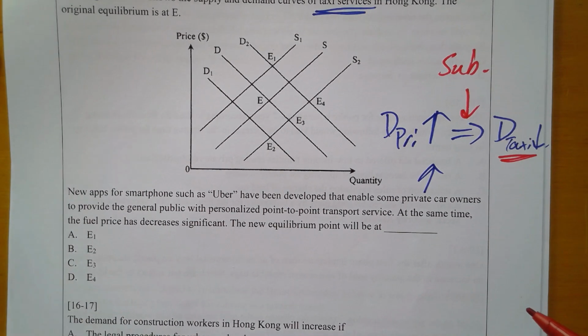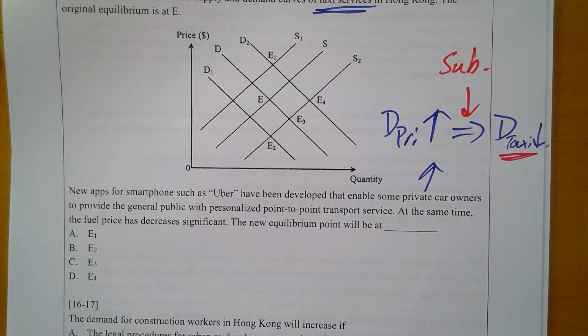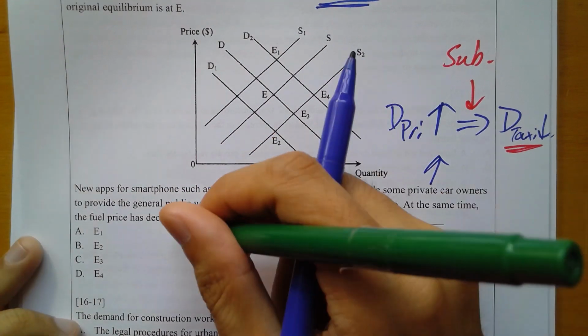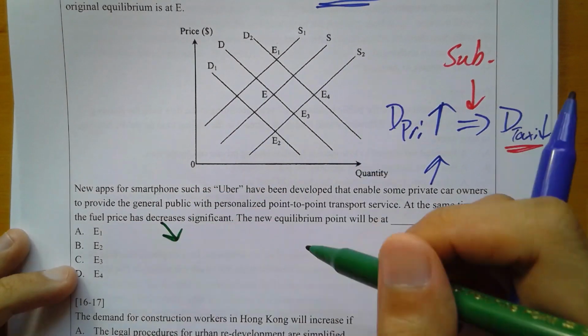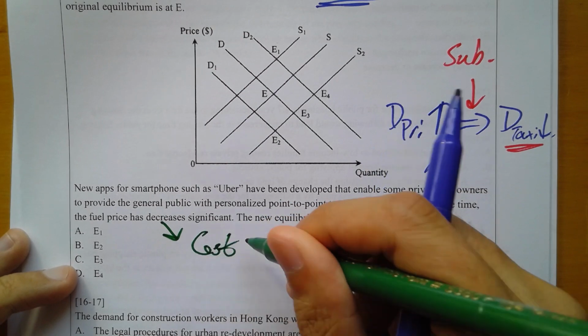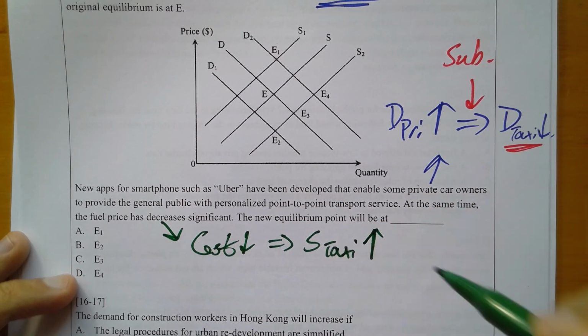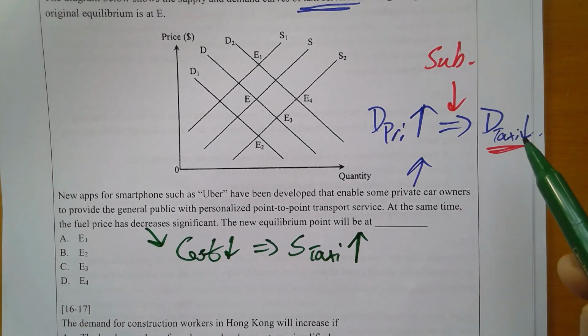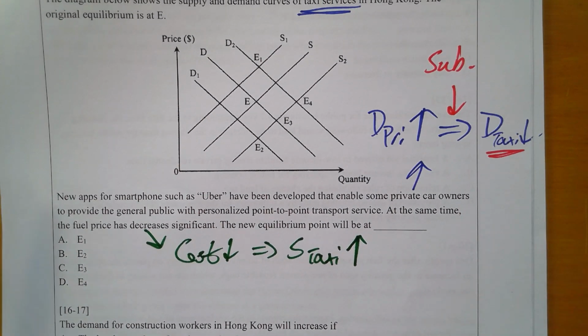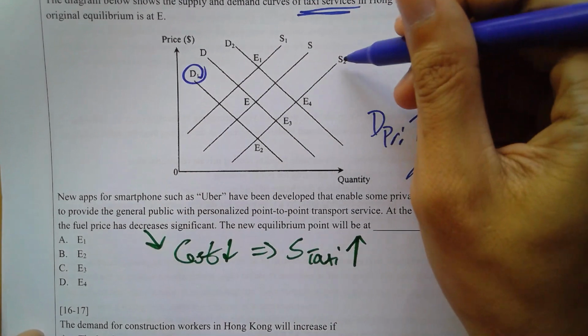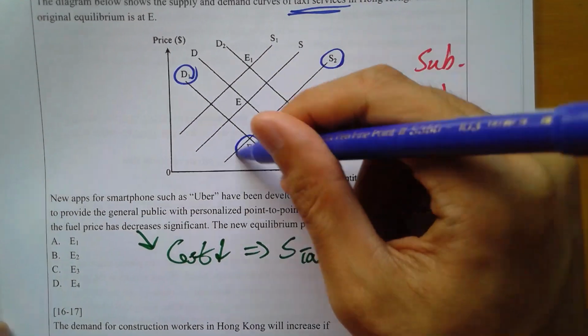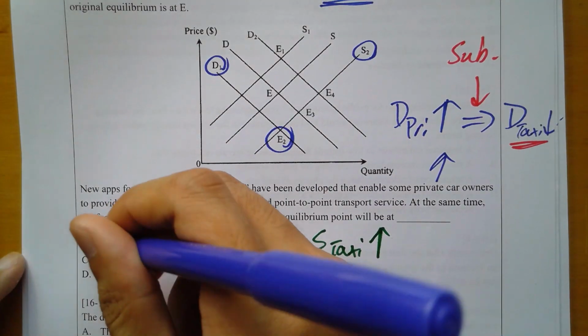On the other hand, fuel price decreases significantly. Alright, significantly, right? The price drops a lot. Fuel price decreases, meaning the cost decreases. Supply of taxi services would increase. So, decrease in demand, increase in supply. Decrease demand, increase supply. The only place we find that would be E2.